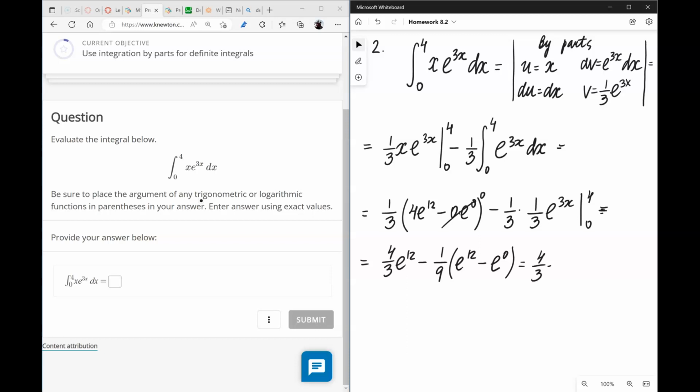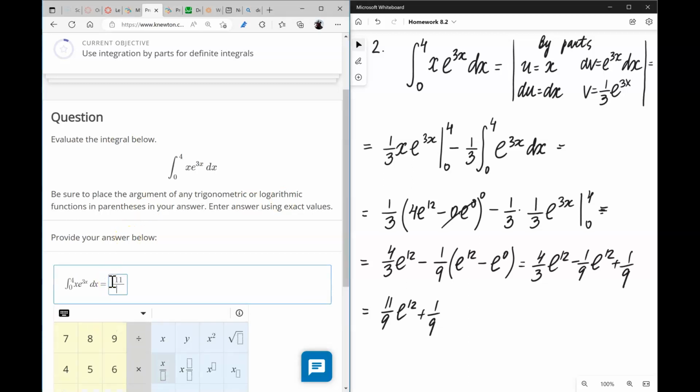So the final answer is 4/3 e to the power 12 minus 1/9 e to the power 12 plus 1/9 e to the power 0, which is just 1. If you want to simplify this, you can do a common denominator. So we have 11/9 e to the power 12 plus 1/9. This is the final answer: 11/9 e to the power 12 plus 1/9.